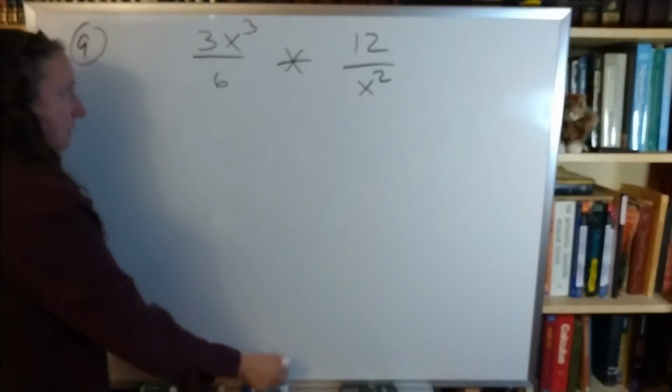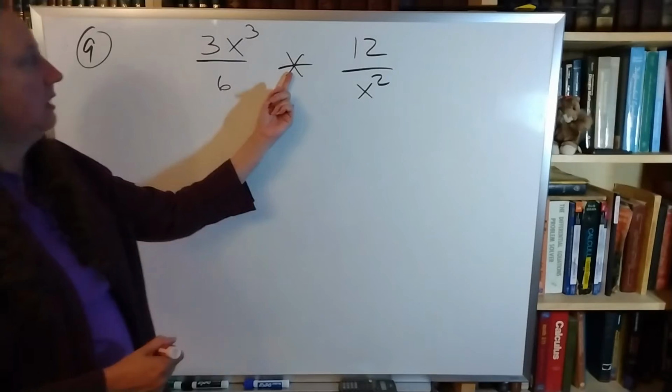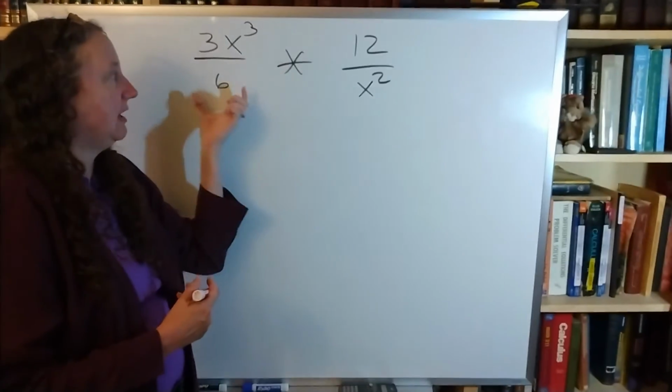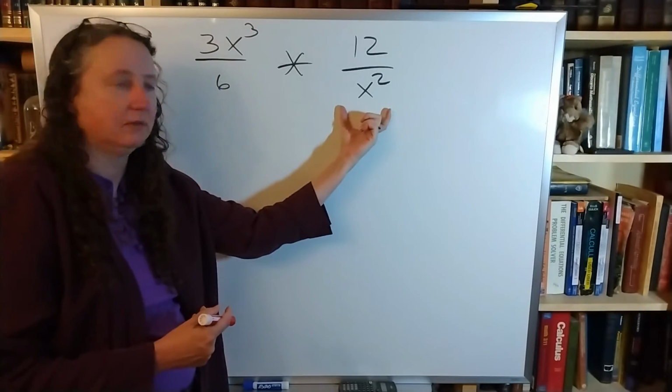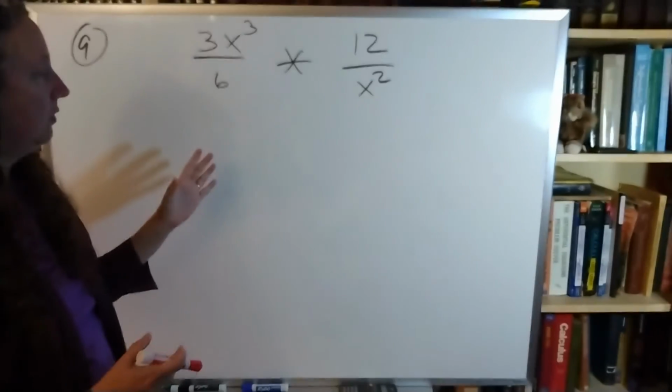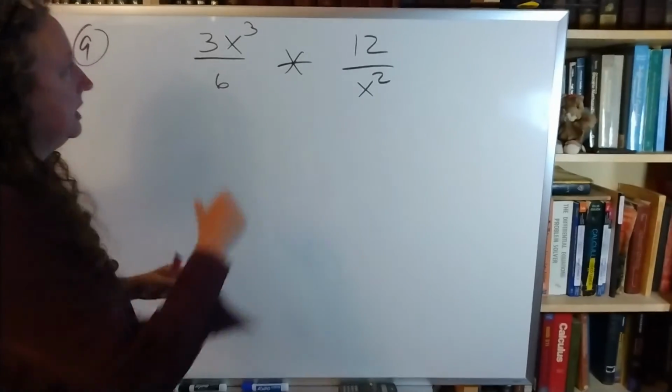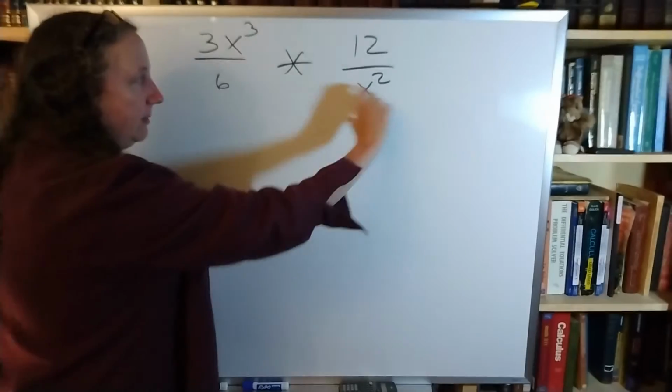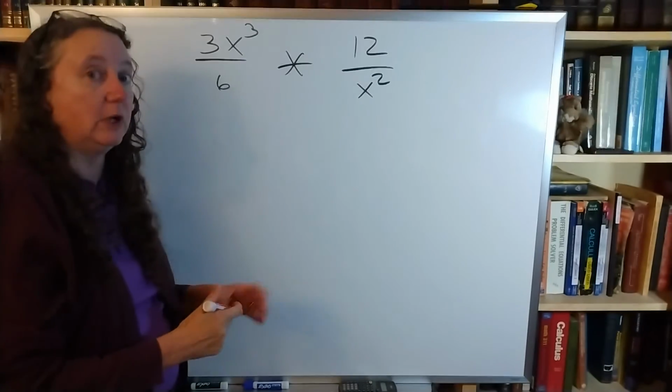Okay, time to work it out. I see I already have it in times. I have a fraction times a fraction, so I don't have to do anything special. I can multiply across the top, multiply across the bottom, and reduce wherever I can reduce.